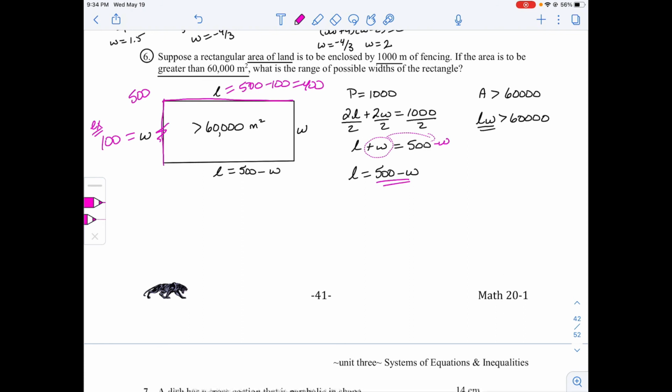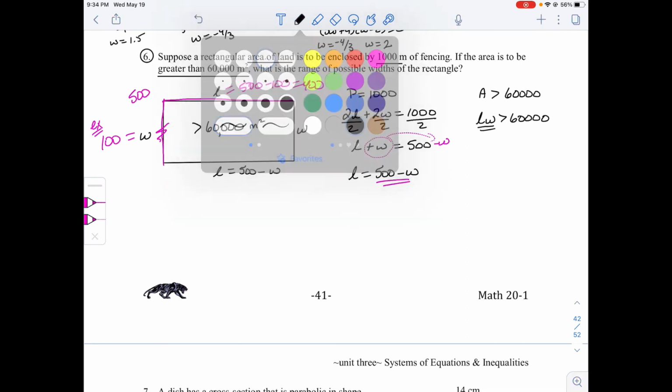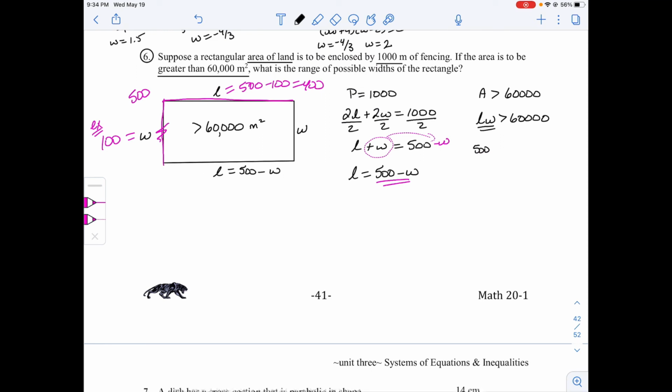So now let's plug this in for our length. And so now we've got 500 minus W times W must be greater than 60,000. And so when we expand this out, we get a negative W squared plus 500 W minus 60,000 is greater than 0. So we're looking at a parabola with a negative A value. We're looking at where it is above the x-axis, where it's greater than 0.